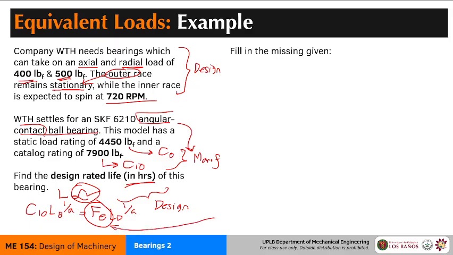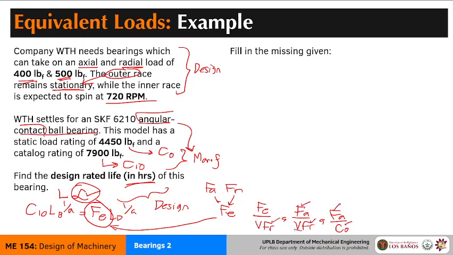Just recall that in order to relate axial, radial, and effective force together, we need the following fractions. We need Fe over VFr. We need Fa over VFr. And we need Fa over C0. So let's check, do we have these? We have Fr. We have Fa. We have C naught.